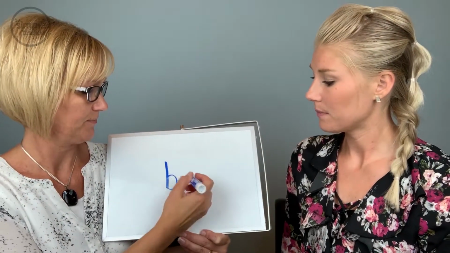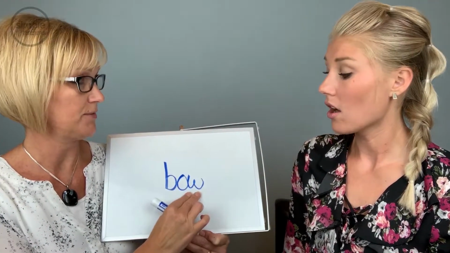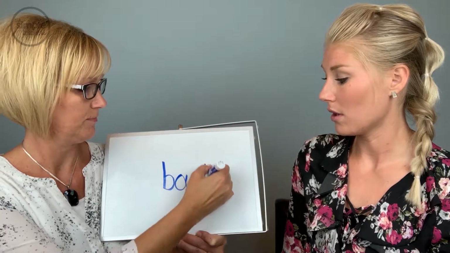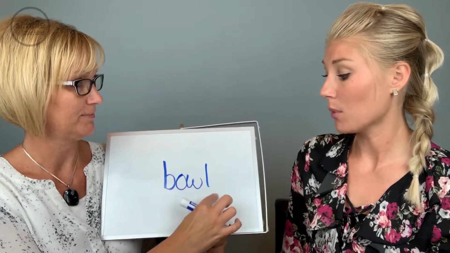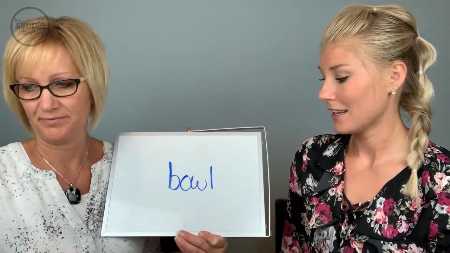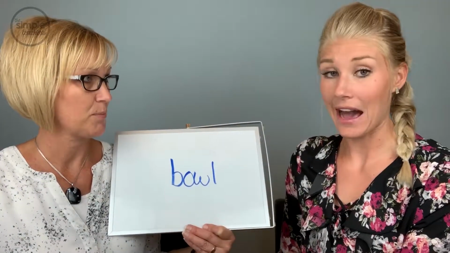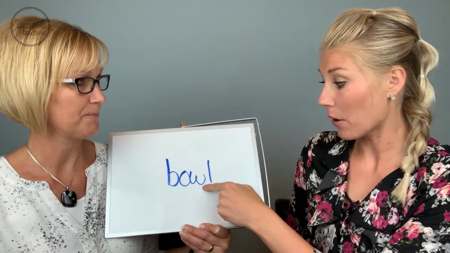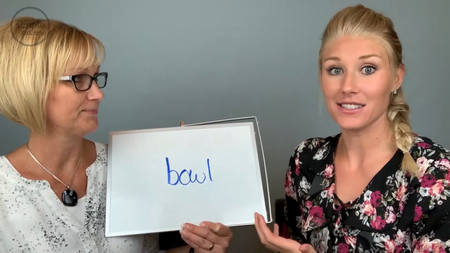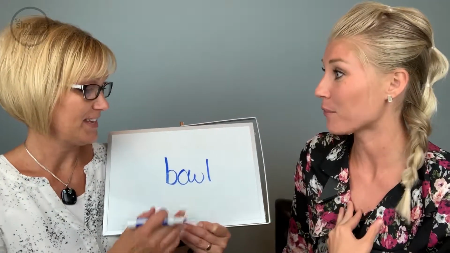Sound. B. Sound. O. Blend. Bow. Oh, bowl. Word. Bowl. Now we know that OW can say another sound. If they were to say ow, let them do it. Yeah. Bow, bowel. Oh, that does make sense if you have heard that word before.